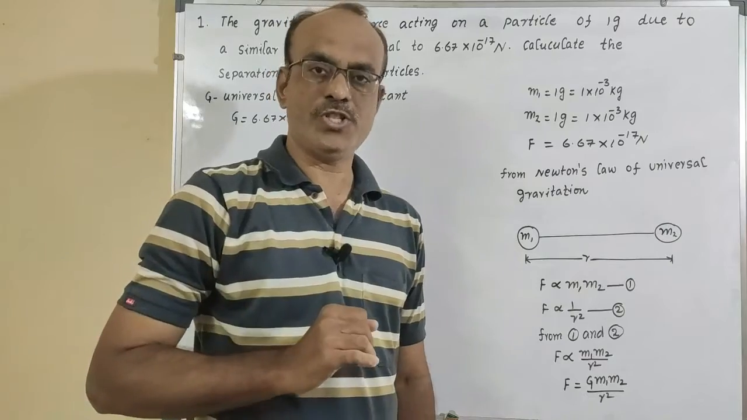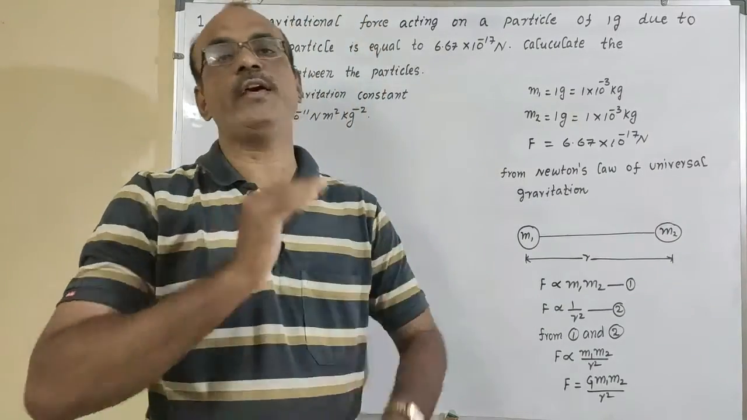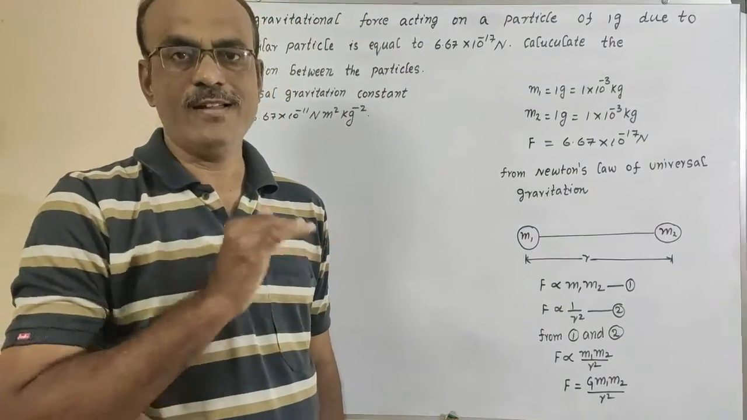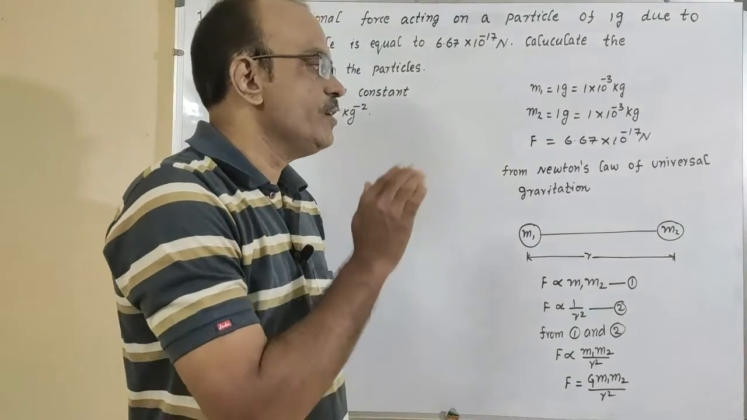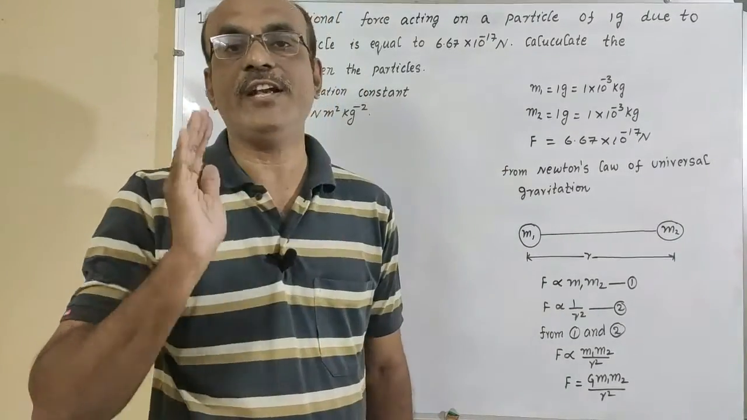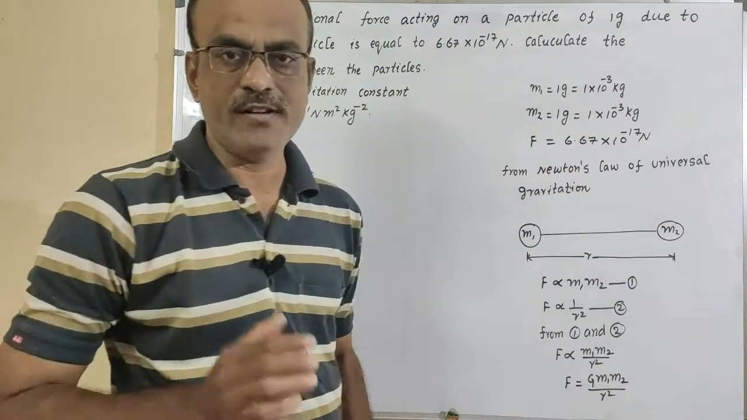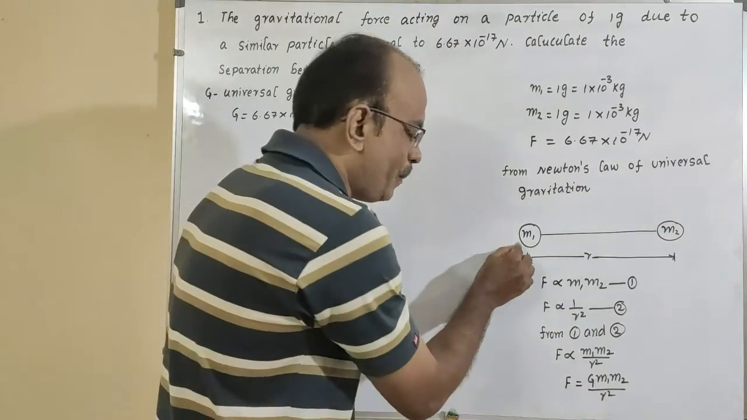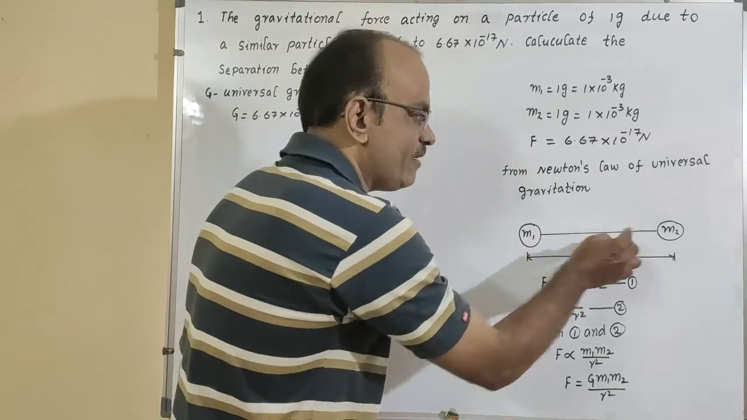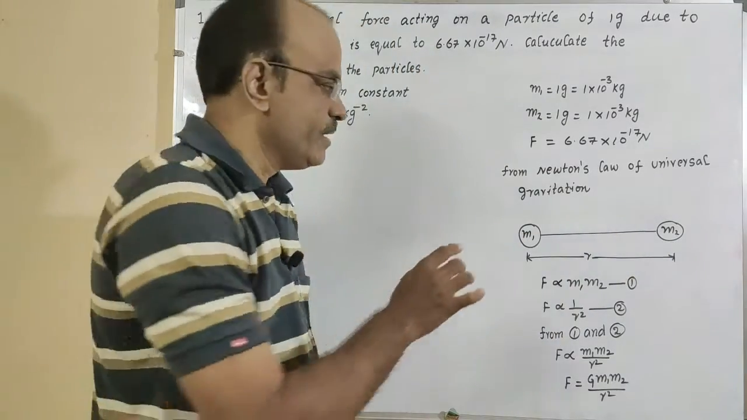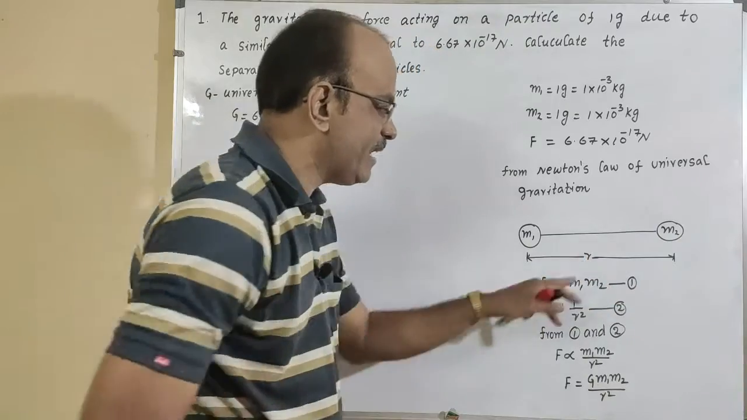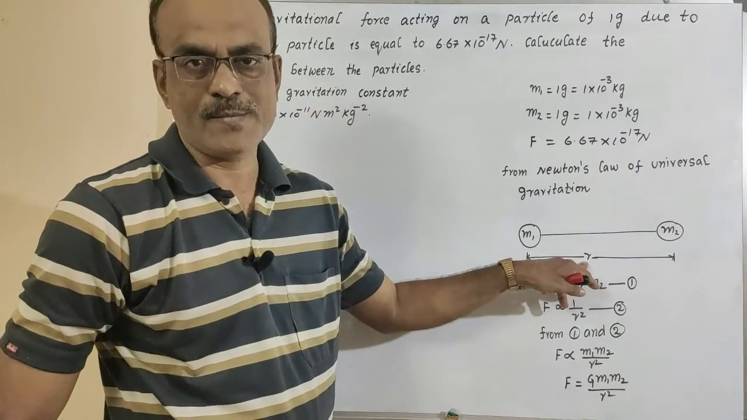To answer this question, one important law we have to know. What is that law? That is Newton's law of universal gravitation. Let us consider two particles, that is m1 and m2. Those are separated by some particular distance r.